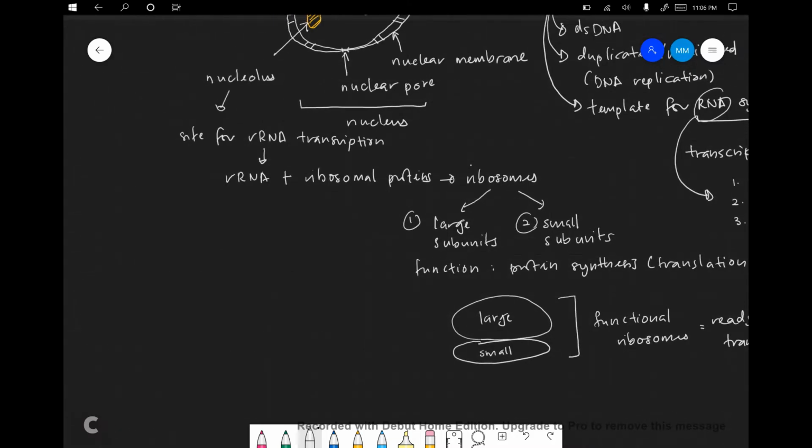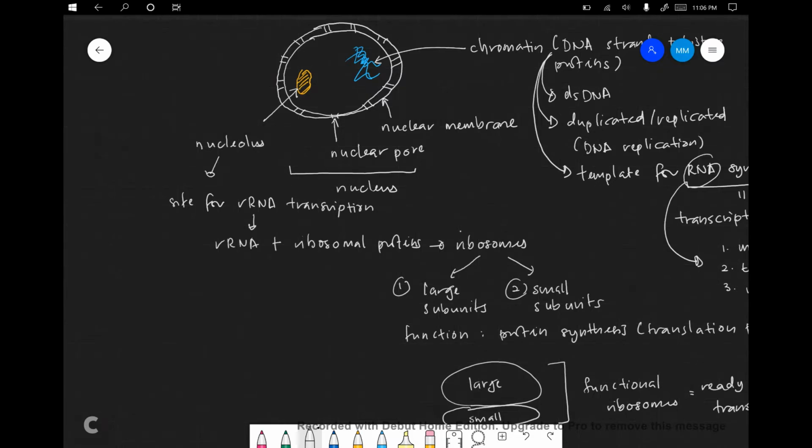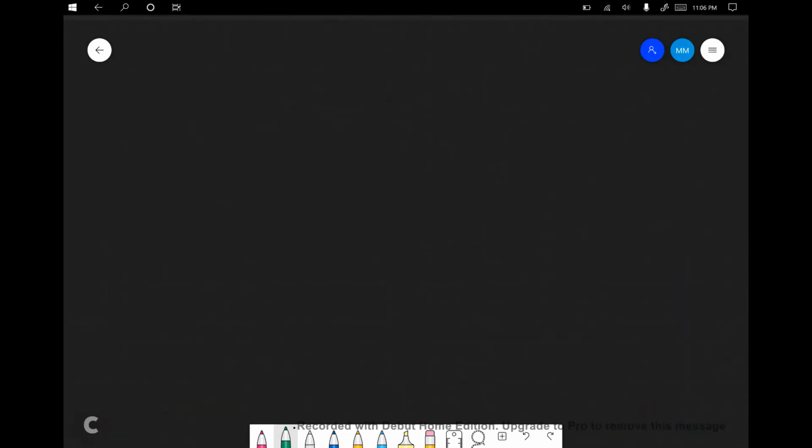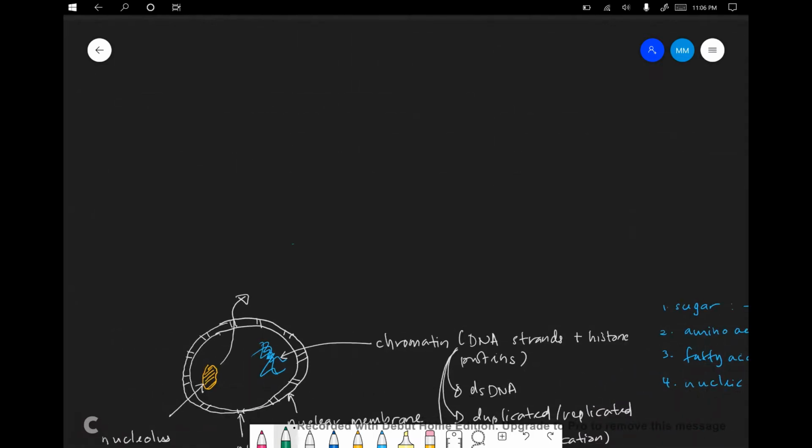Alright, so now we have our ribosomes synthesized in the nucleolus. So next, what will happen? The ribosome will go out from the nucleus and get into the cytoplasm. So I'm going to draw our ribosomes there. These are our ribosomes, the small and large subunits of ribosomes. Three ribosomes.